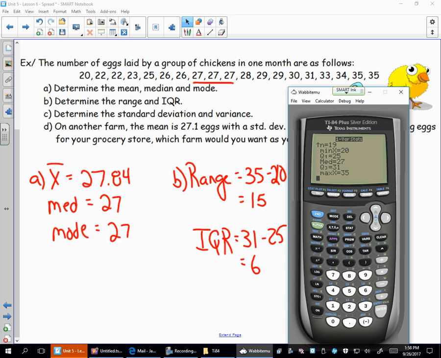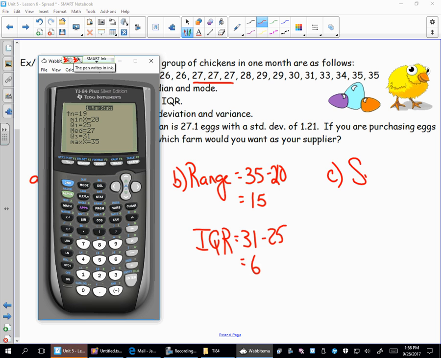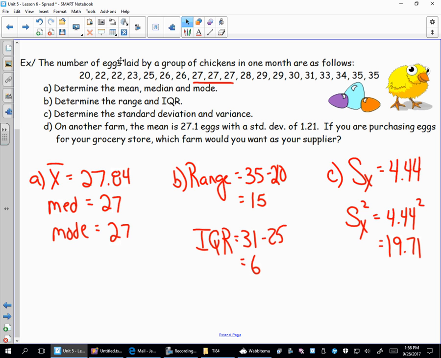The new ones for today: I want standard deviation. Standard deviation is also on our list. If you go back up, we're looking for the one that has the Sx. Notice it has both standard deviations, S and the fancy sigma. Make sure you're using S. So 4.44. And our standard deviation squared, our variance, we literally square it. We're going to take this number and square it, and you should get 19.71. There's our calculations.